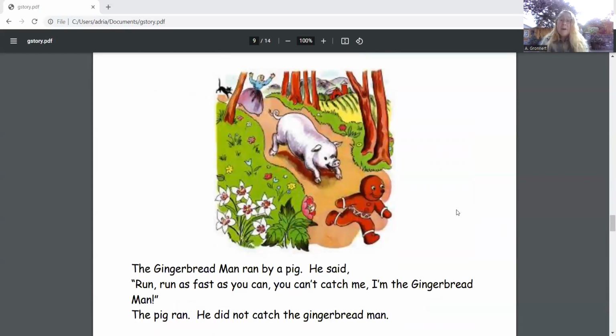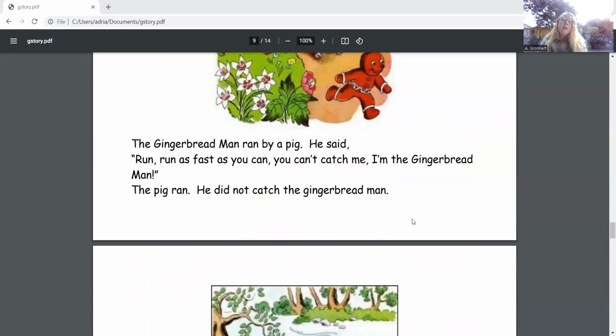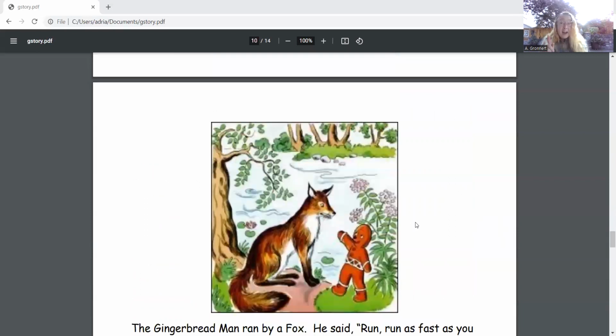After that, he runs by a pig. It looks like he might be close to some trees running by that pig. And then he comes to a river. Okay, so now I know all of the places I need to include in my story map.